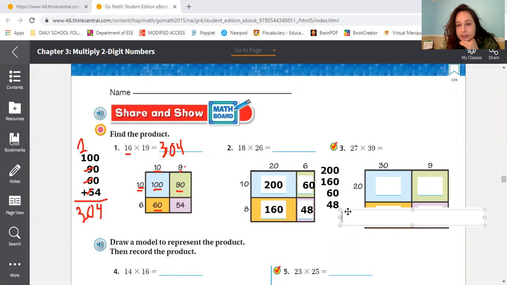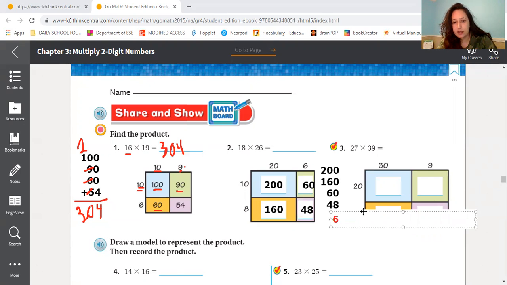8 plus 0 is 8. Let me just do it like this. And then 6 plus 4 is 10. Plus another 6 is 16. So I'm going to drop the 6, and I'm going to carry the 1. So the 1 goes to the top.